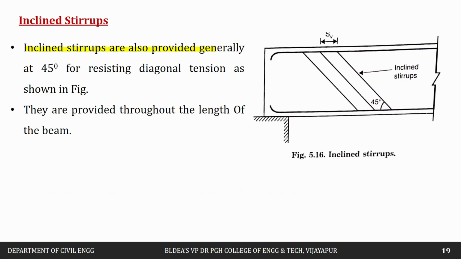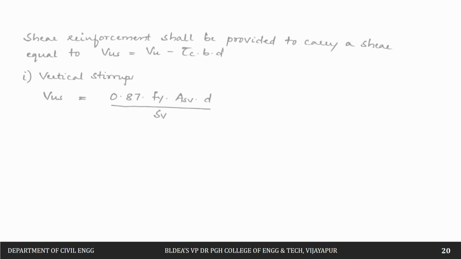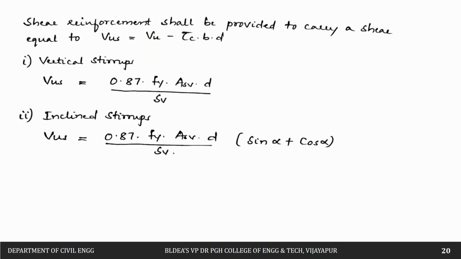The next is inclined stirrups. In the figures, you can see we have the inclined stirrups. These are used to resist the diagonal tension, and they are provided throughout the length of the beam.